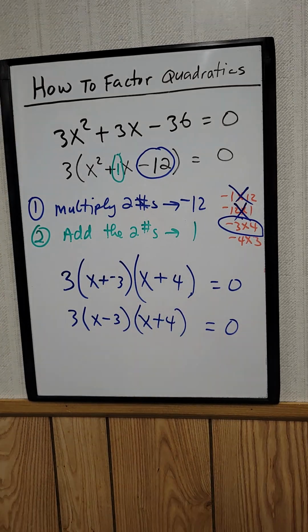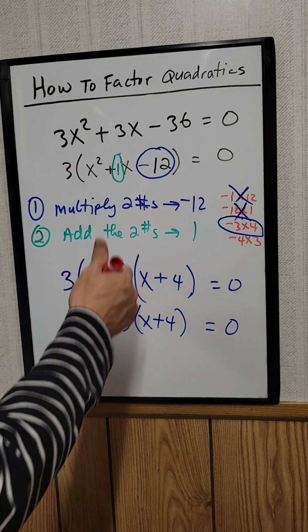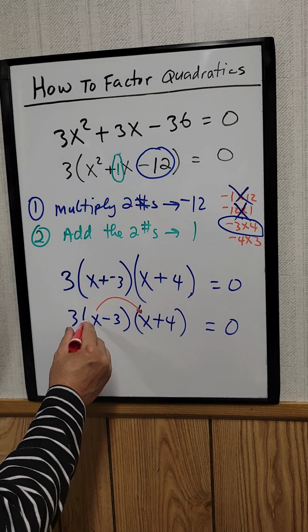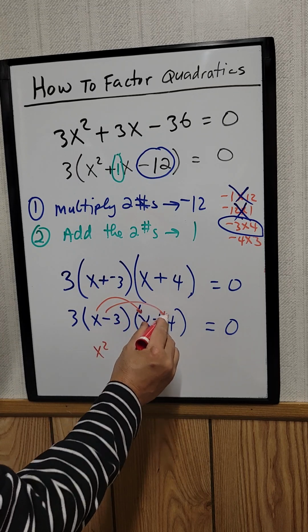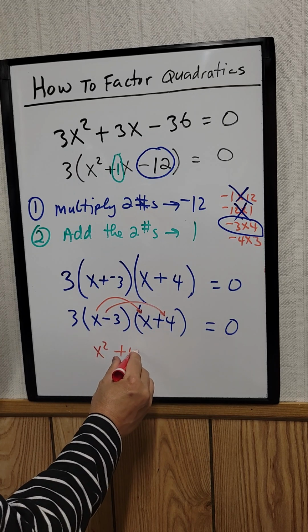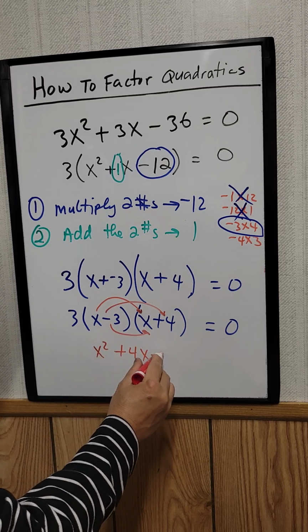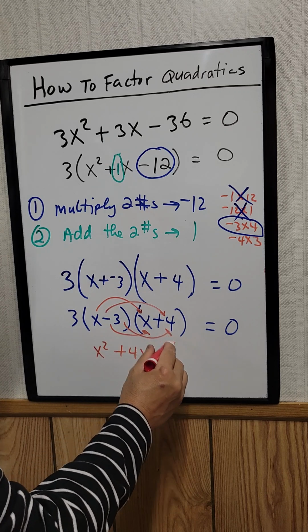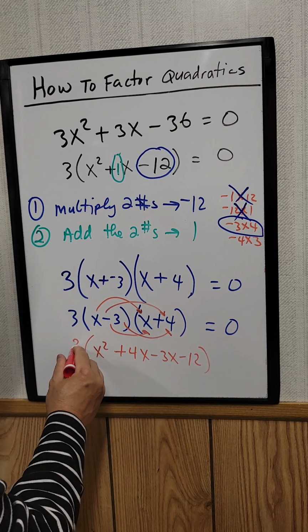Now we want to check the answer. Do the same thing: we use the FOIL method to check if we had the right two factors right here. So x times x will be x squared, plus 4x, minus 3x, minus 12. Then the whole thing multiplied by 3, remember.